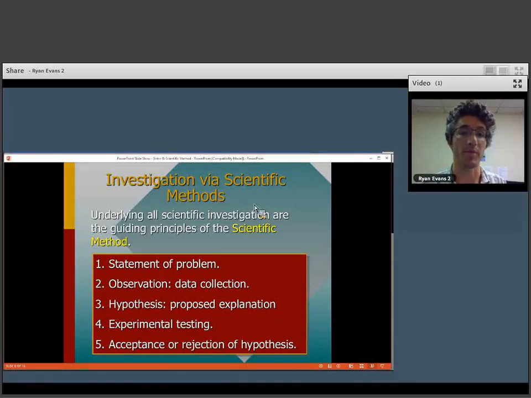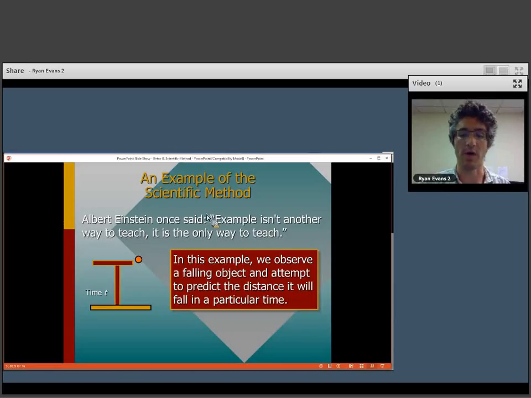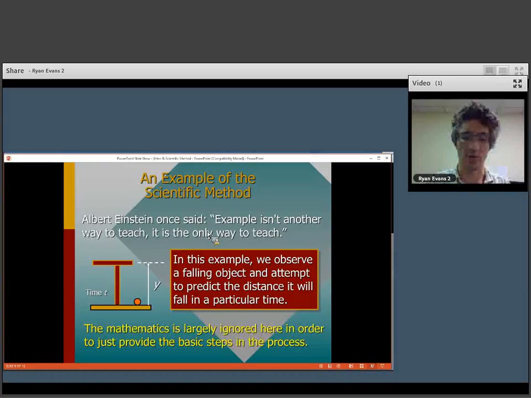So we're going to have an example of the scientific method. I know that we're all very familiar with gravity. We see objects fall all the time. Well, we're going to do an example of the scientific method trying to describe falling objects, how quickly they fall. In this example, we will observe a falling object and attempt to predict the distance it will fall in time. So we're trying to determine the acceleration that the falling object experiences because of gravity. The mathematics is ignored here in order to provide just the basic steps in the process. So we're not going to do a lot of math. I'm just going to show you how it's done.